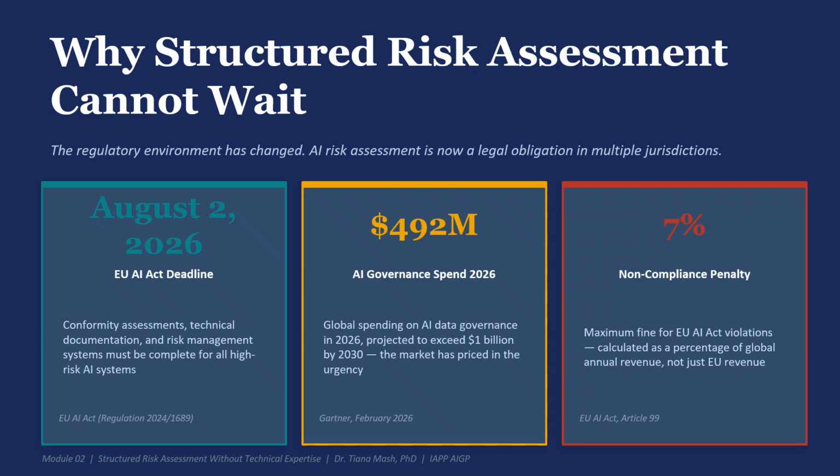If your organization uses AI to screen job applicants, to approve or deny credit, to make decisions in education or healthcare, or to assist in law enforcement, that system is likely classified as high risk, and the deadline is very real.